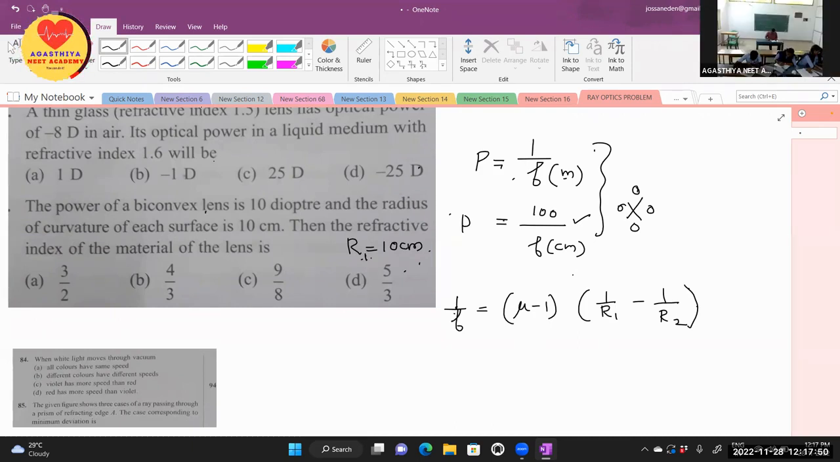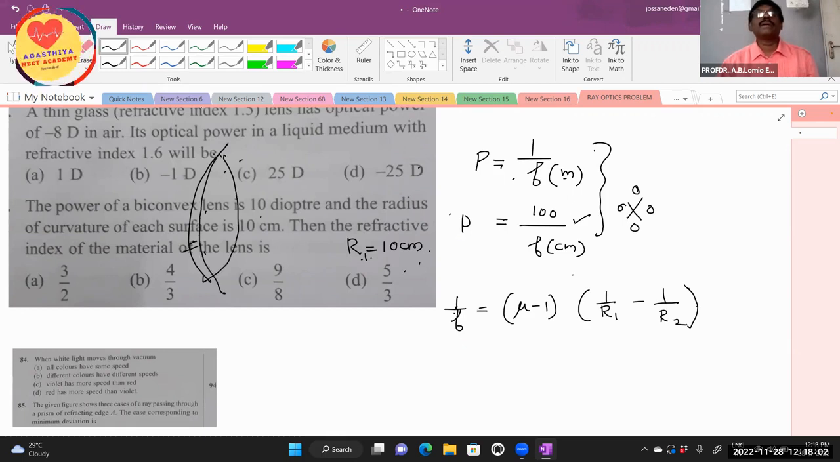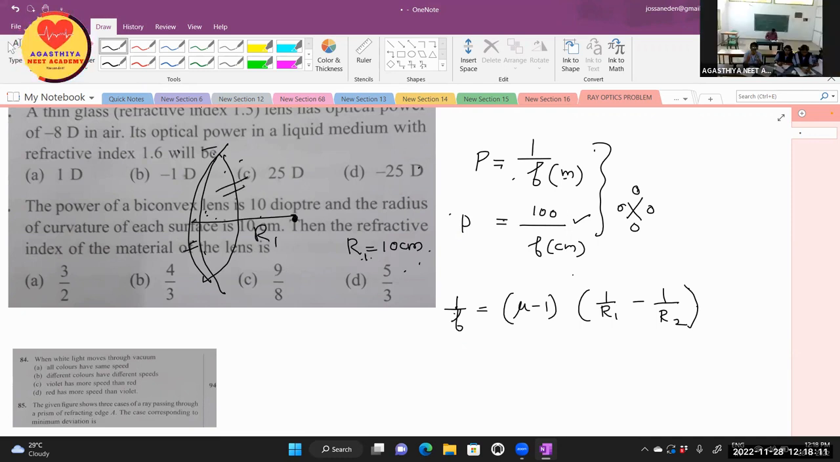All of you listen here. The lens consists of two spherical surfaces. One is the left hand side, another one is the right hand side. For this left hand side portion, the center will be on the right hand side. Say this is the radius. For this other one, this is the radius. Understand?